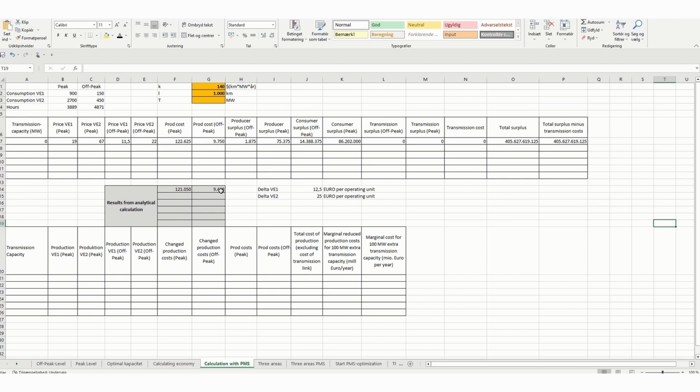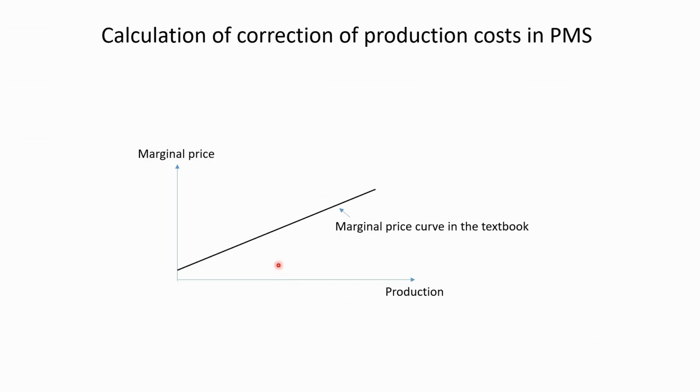I'll show you this in the next slide. The marginal price curve in the textbook is a straight line here. In the market simulator, we approximate this straight curve here with a staircase curve. And as you can see here, we will overrate the production costs here because the production cost is only this amount here, but we have assumed in the market simulator that the production cost is this amount here. Let us in the next slide see how this will affect the result.